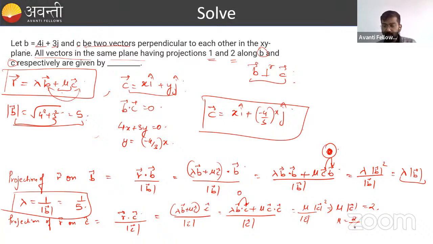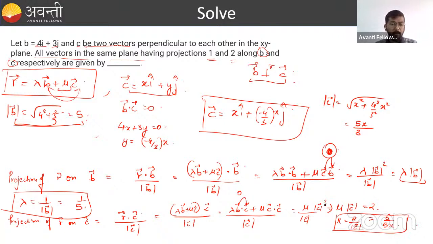So mu will come out to be 2 upon mod of c. Okay, and mod of c is under root of x square plus 4 square by 3 square into x square. So this will come out to be 9x square plus 16x square, 25x square, root of which is 5x, upon 3. So mod of c is 5 by 3 times of x. So this mu will come out to be 6 upon 5x. So we got the value of mu.